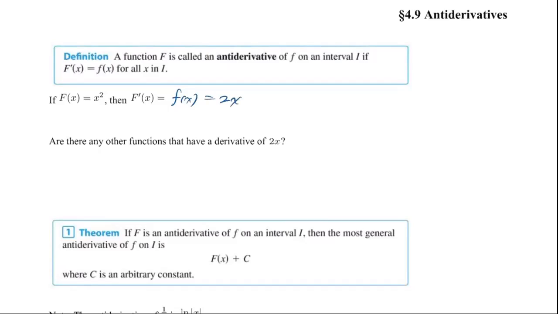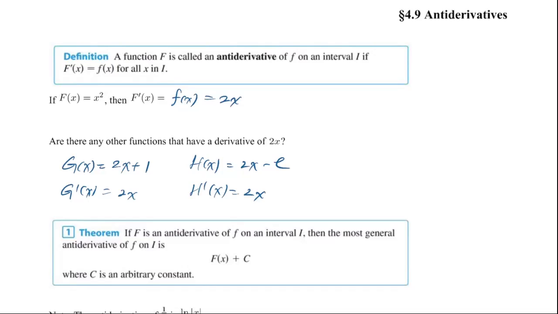Now, the question is, what are the kinds of functions that will have derivative 2x? Let's say we have capital G of x equal to, I don't know, x squared plus 1. Then G prime of x will be 2x. And we might have another one here, H of x equal to x squared minus e, right? Then h prime of x will be just 2x. So what that means is that there are infinite variations of that, and all of them, guys, differ by some sort of constant, right?